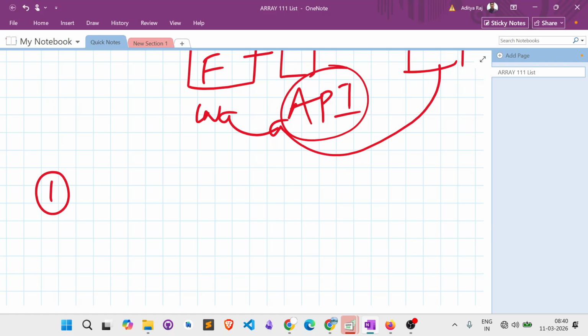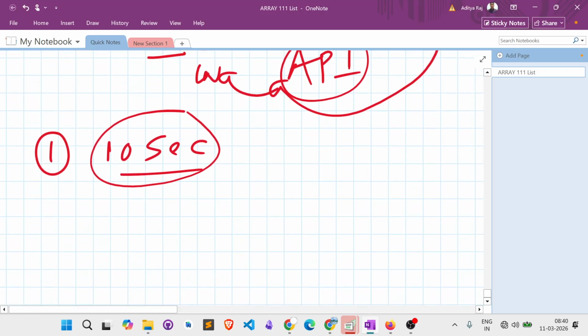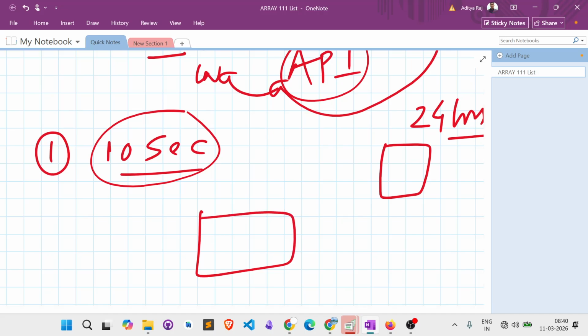So the first time the user demanded that particular data, maybe it took 10 seconds to retrieve that data. So that will now be stored in the cache memory. For 24 hours it will be stored in the cache memory. Cache memory means it will be stored in your local system. The web page asks your local system, and that storage will be there, in JSON file format, or maybe in a different file format, stored for 24 hours.